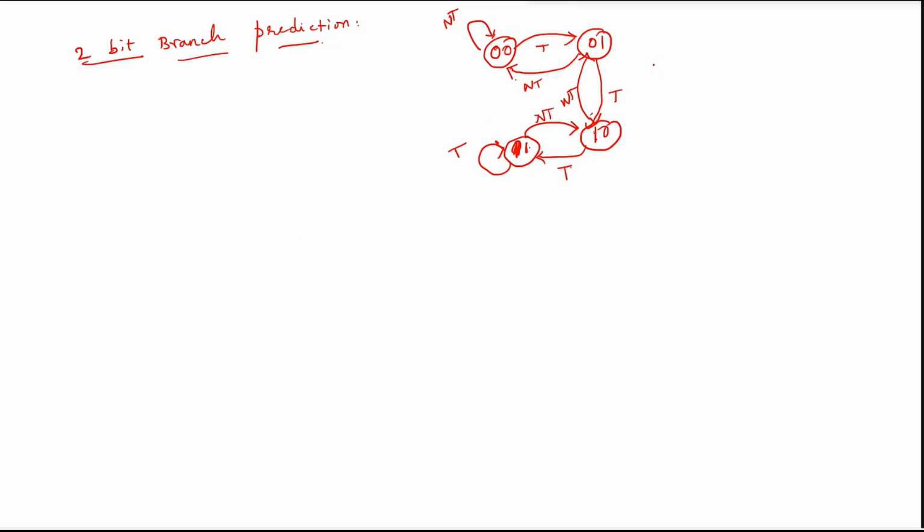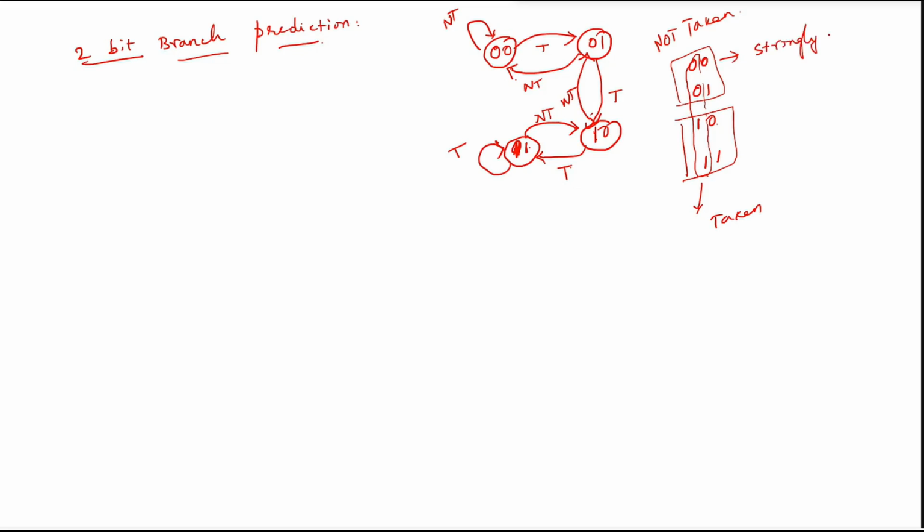So we have 4 states: 0 0, 0 1, 1 0, 1 1. These bits say whether it is a taken or not taken case. When it is in the state 1 0 or 1 1, we need to consider this as a taken case. And if it is 0 0 or 0 1, we need to consider it as a not taken case.